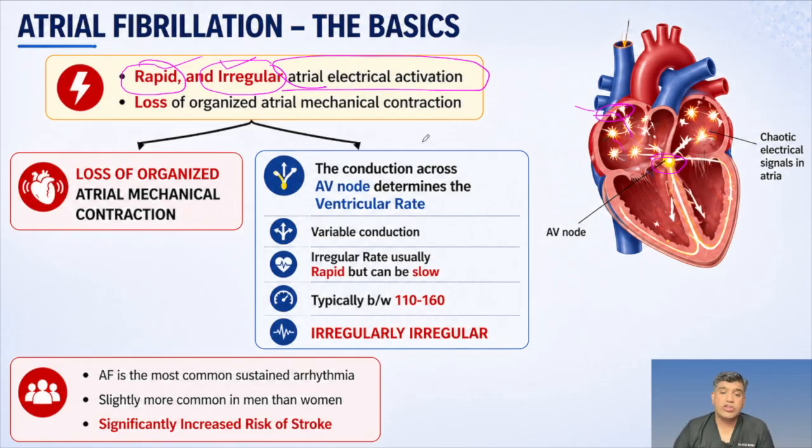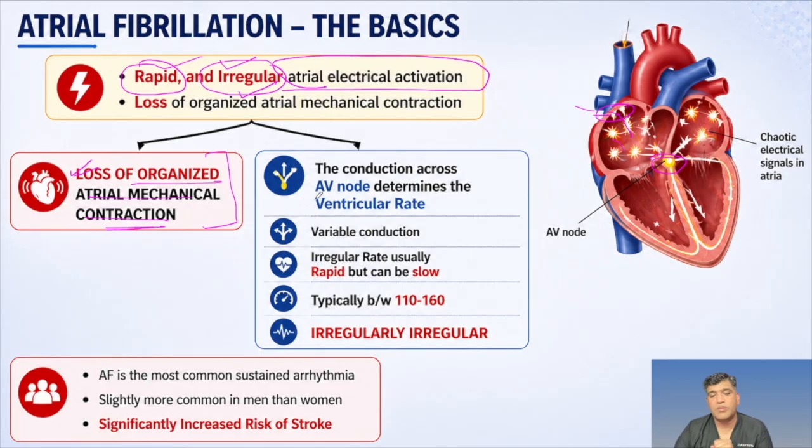So what are the consequences of this erratic and irregular electrical activation? First, mechanical complications and electrical complications. Mechanical complications are loss of organized atrial mechanical contraction. Atria contribute to 20% of the cardiac output. So when it is irregularly beating, there is a loss of organized atrial mechanical contraction. This is the mechanical part.